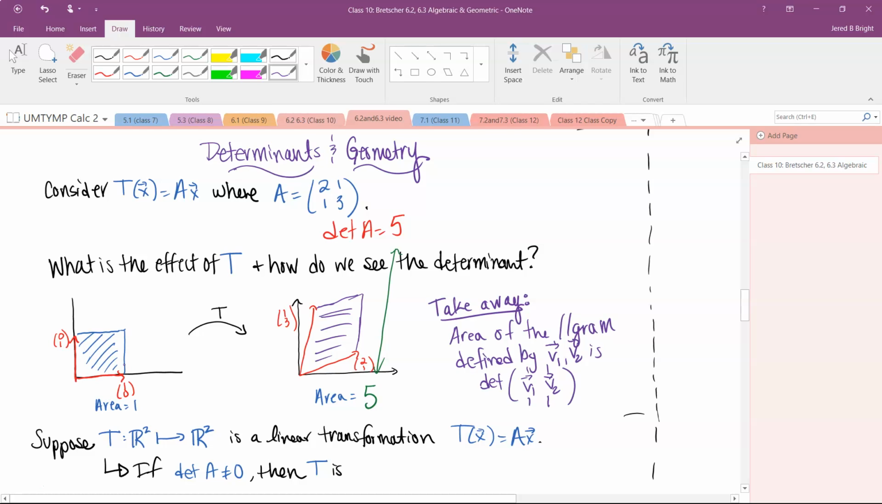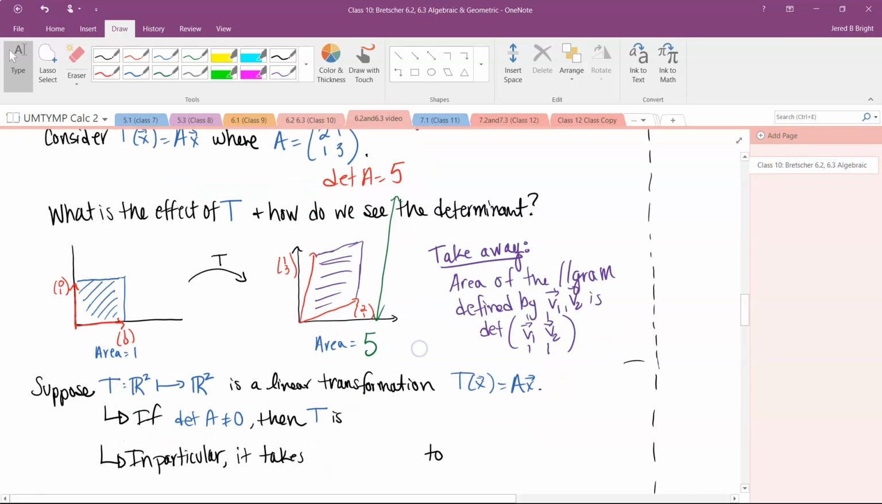Now let's suppose in general we have a linear transformation from R2 to R2, and we have A representing the transformation. If the determinant of A is non-zero, then T is invertible. That was one of our conditions. If the determinant is zero, then it's not invertible. Consequently, if we're in R2, we could say it takes parallelograms to parallelograms.